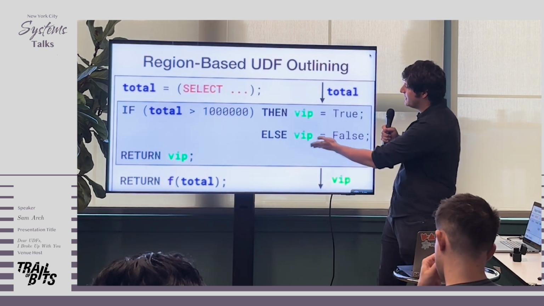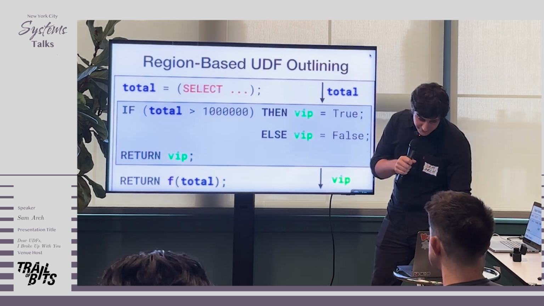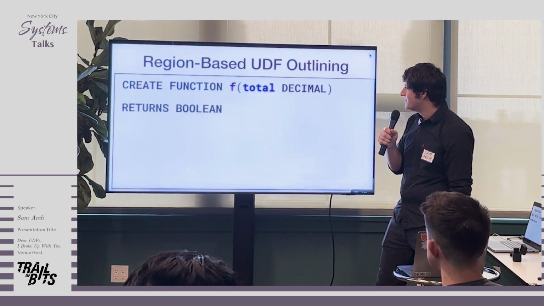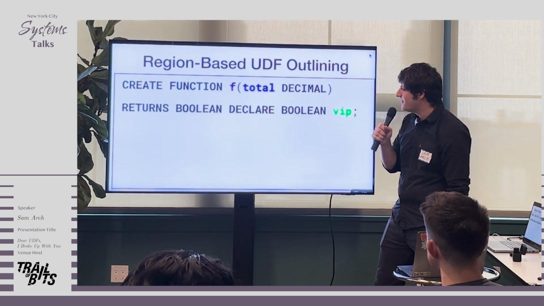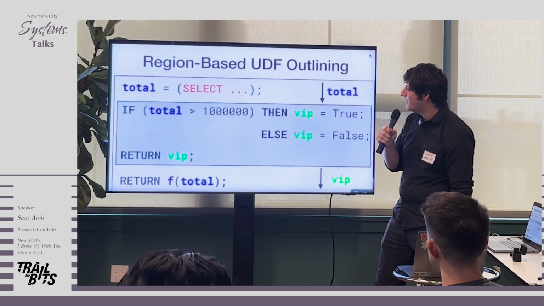And then essentially, as long as this function does the same thing as this block of code, we're going to get the same result. So we create a function that takes in total, returns a Boolean, the VIP, has the VIP variable, does the if-else logic, returns VIP, and then we're back here.